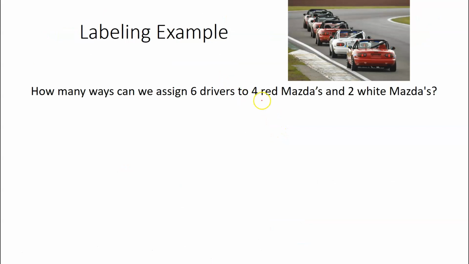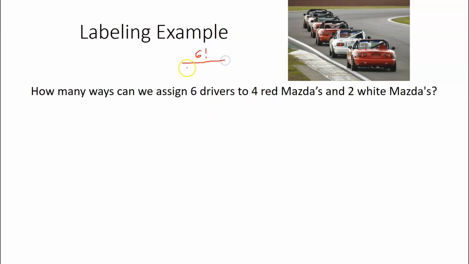Okay, here's another example of the permutation rule or the labeling rule. How many ways can we assign 6 drivers to the 4 red Mazdas and the 2 white ones? Okay, it's hard to tell as they go down, there's a red, a white, a red, a red, a white. You know, these little cars for parades or something where they zip around, those little Mazda Miatas. Well, the red ones you really can't distinguish, and the white ones you can't distinguish. And so, you've got 4 and 2 is 6, so it's going to be 6 factorial.